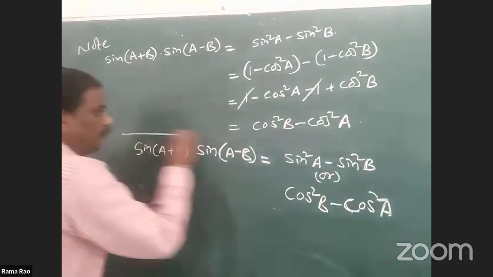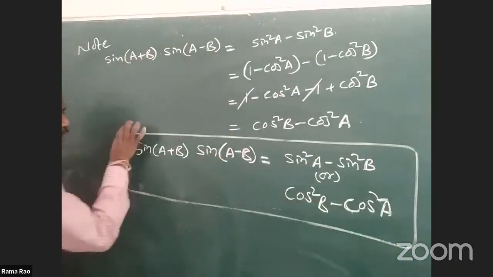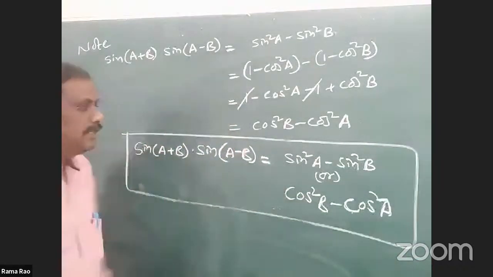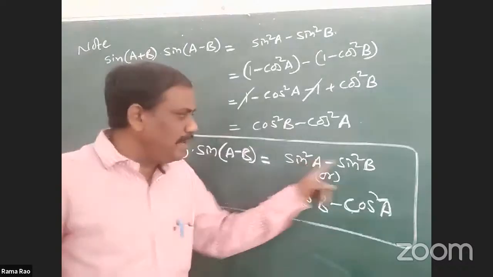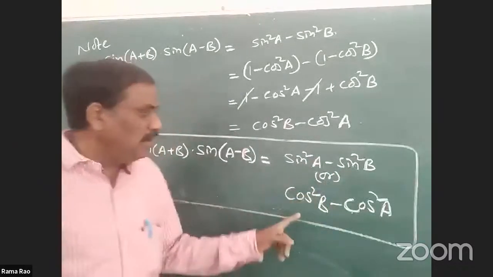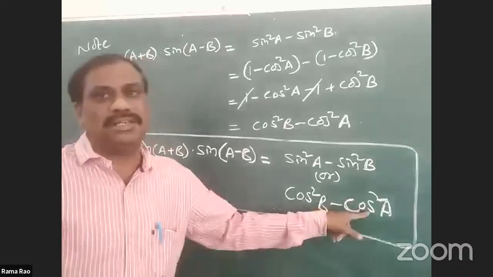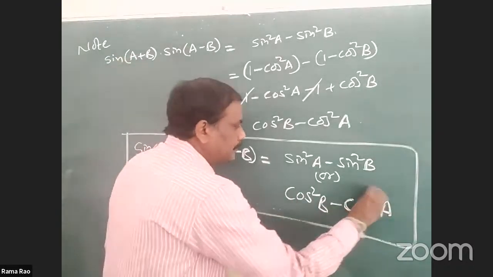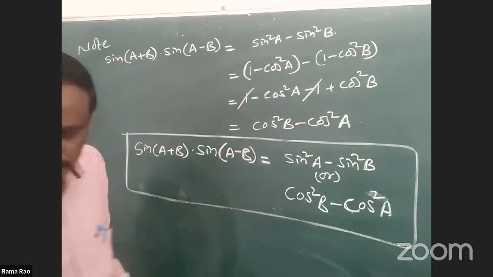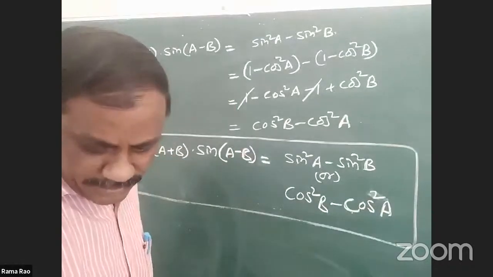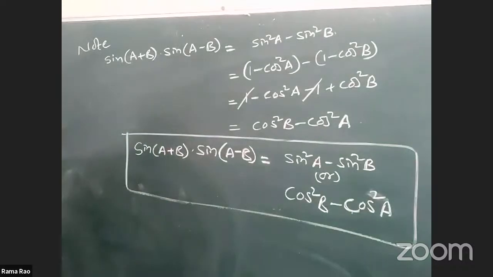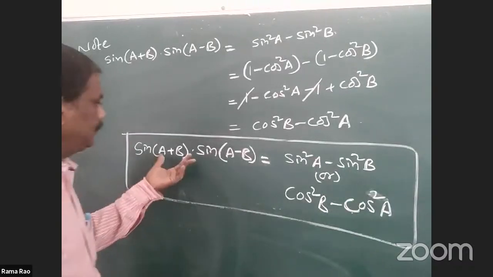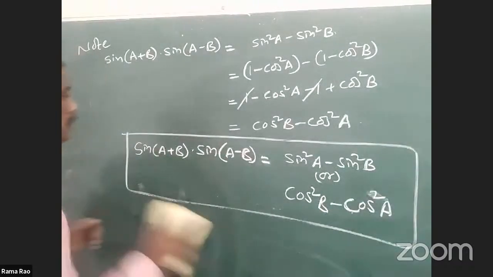Sin of a plus b into sin of a minus b is equal to sin square a minus sin square b, or cos square b minus cos square a. Right. Now, the next problem is very, very important.